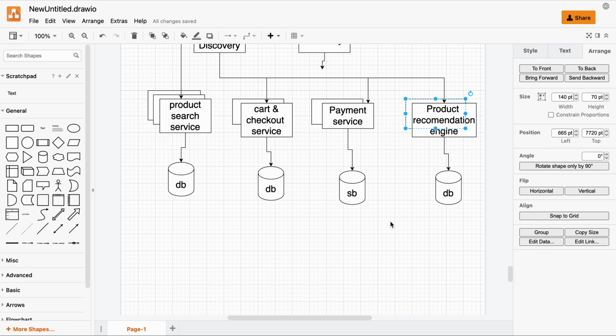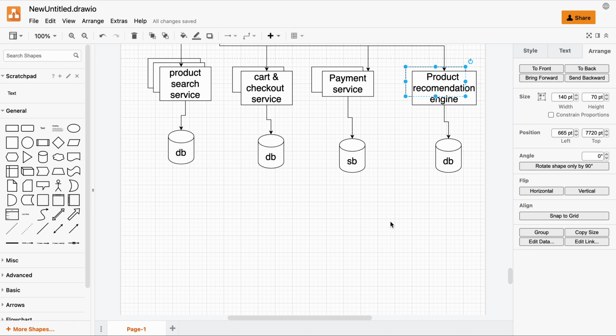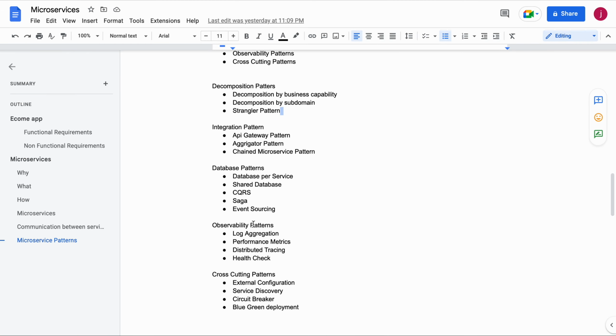And on the database side, there would be multiple patterns that are getting used. These are the most common things that you would be having. And these are a little bit advanced, so I'm not going into that.